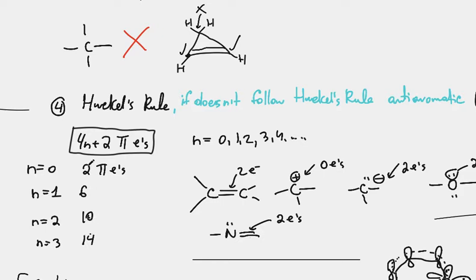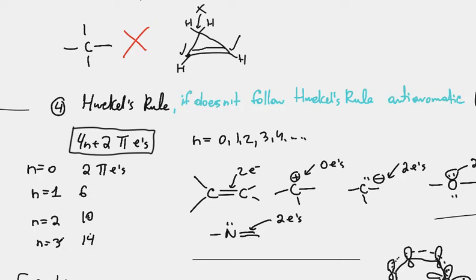So in the fourth condition, you will look at the molecule and calculate how many pi electrons it has, and I will show you how to do so. If it's 2, 6, 10, or 14, that works. So your molecule will be aromatic.